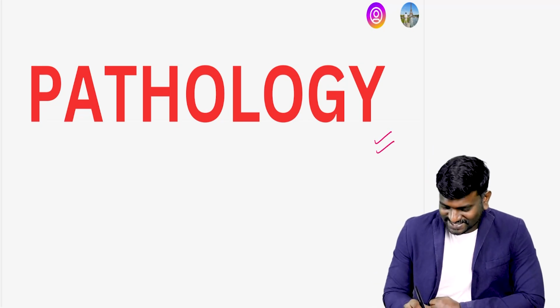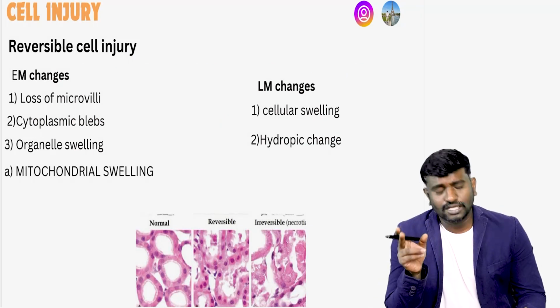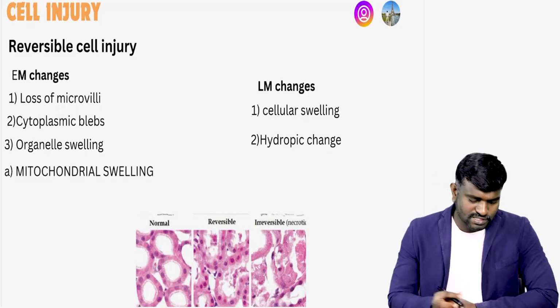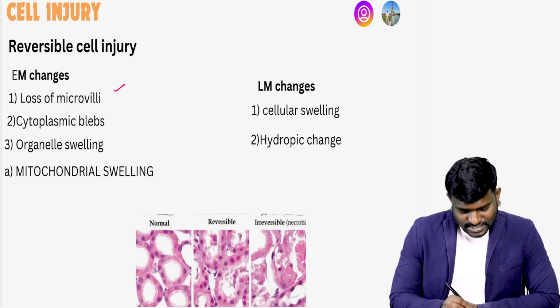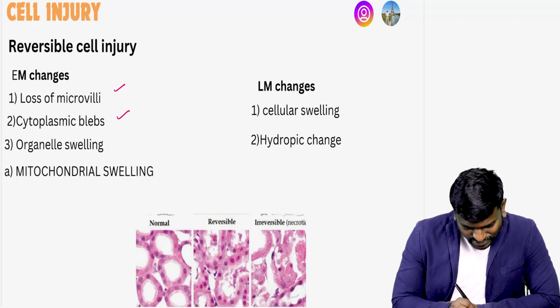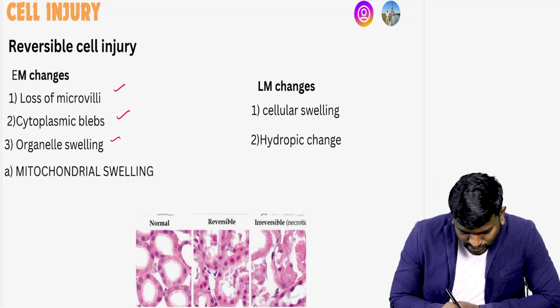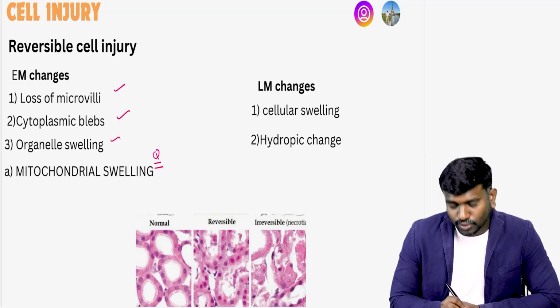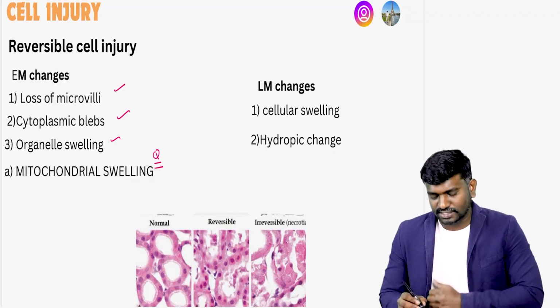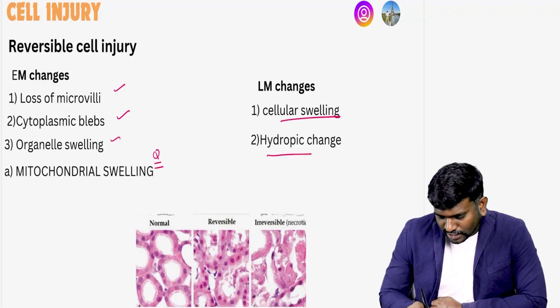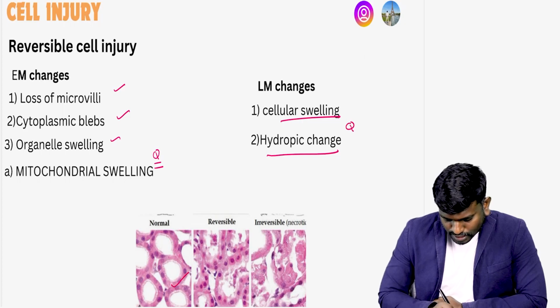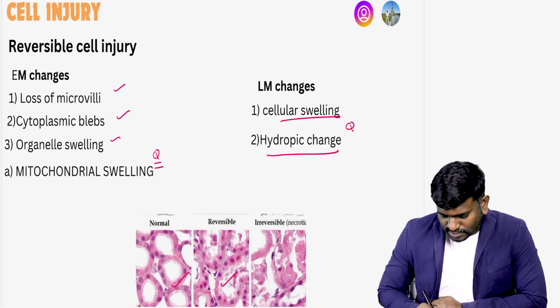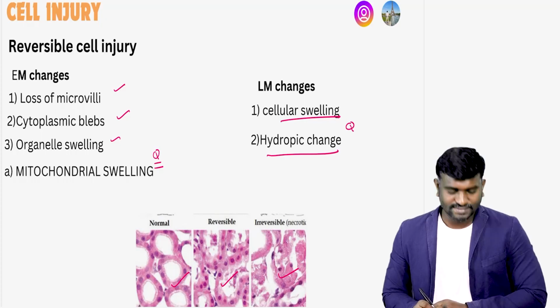Let's revise pathology. Cell injury, reversible cell injuries under electron microscope. You can see loss of microvilli, cytoplasmic blebs and organelle swelling. Remember for the exam, mitochondrial organelle swelling, which is very important. In light microscope, you can see cellular swelling along with hydropic changes. Now quickly try to look into the images of normal, reversible and irreversible cells.